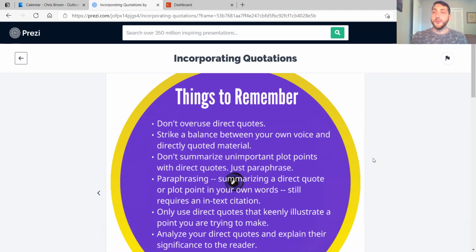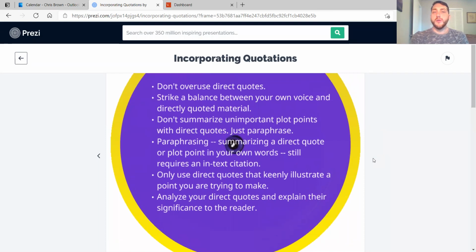But these are the things I want you to remember about incorporating quotations. So don't overuse direct quotes. You want to use summary. You want to say what you know you can say without having to rely on the author. But of course, you do want to balance your own voice with quoted material. So as you summarize and quote and analyze, make sure you're balancing those 3 pieces. Don't summarize unimportant things and only quote what you're going to analyze. If it's not important to your thesis statement for your essay, then paraphrase it or skip over it.